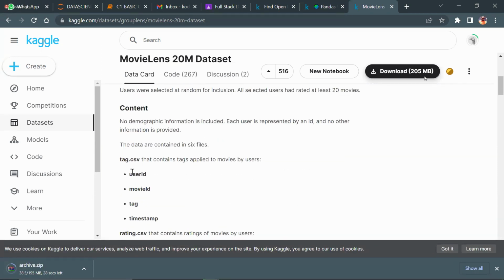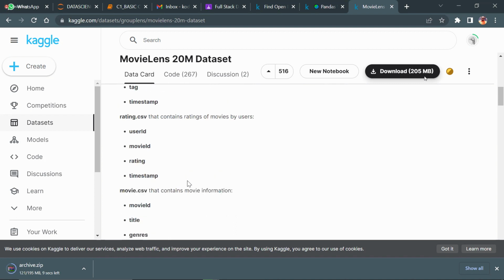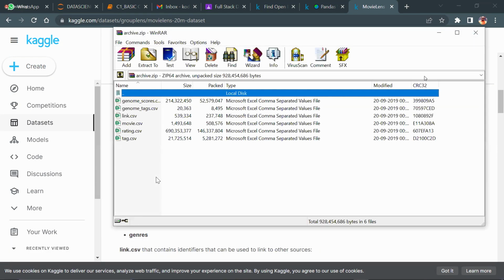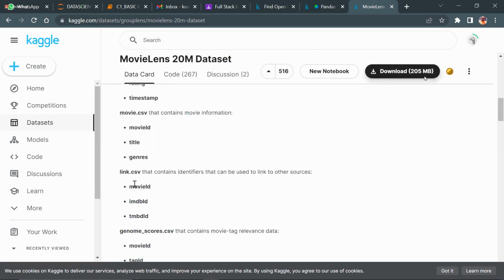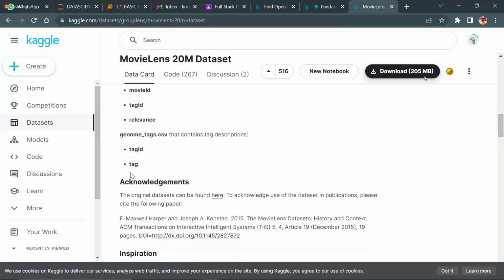So the first thing, tag.csv: how many columns do we have? 1, 2, 3, 4. 4 columns. Rating. A timestamp. Timestamp means the date and time, I mean when we upload the movies, right, guys? That is called timestamp. And then link.csv: how many attributes? Movie ID, IMDb ID, and TMDb ID. Understand, guys? And genome tags.